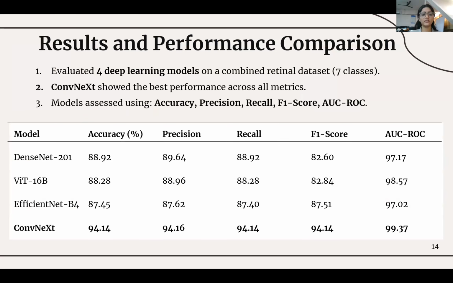Now, talking about the results, among all the models that we tested, ConvNeXt achieved the highest accuracy of 94.14% and an AUC ROC of 99.37%. It also outperformed DenseNet 201, ViT-16B, and EfficientNet B4 in precision, recall, and F1 score.